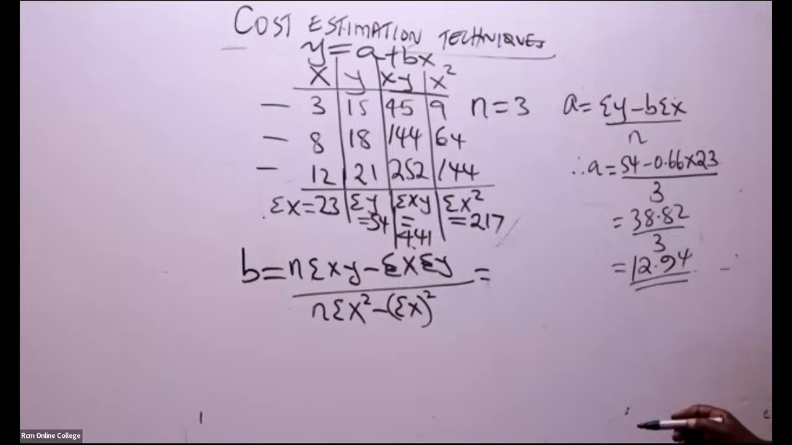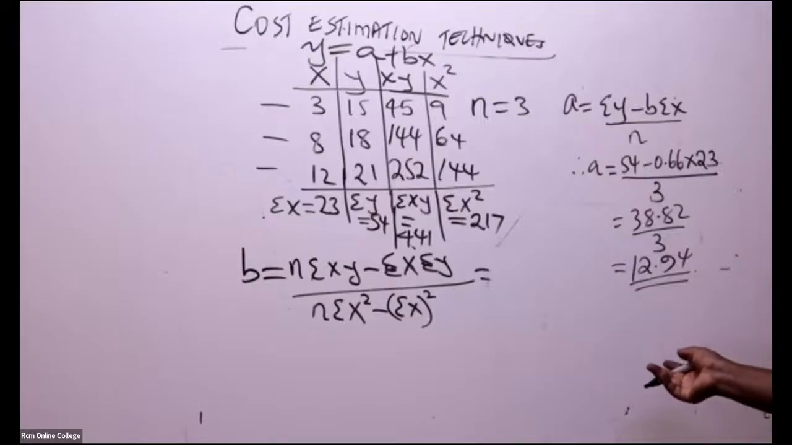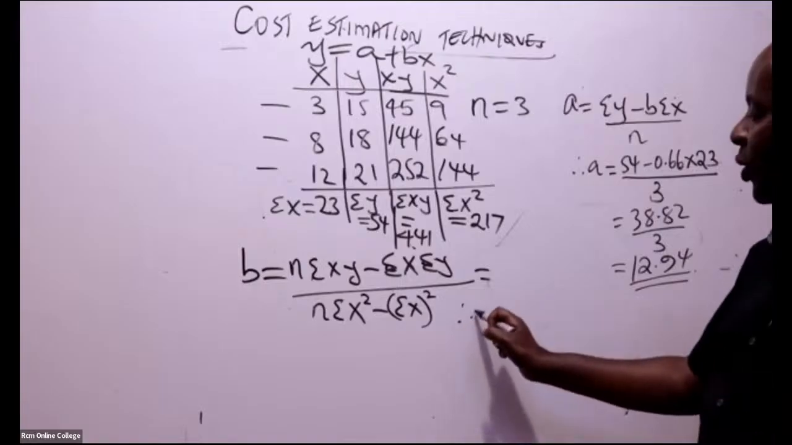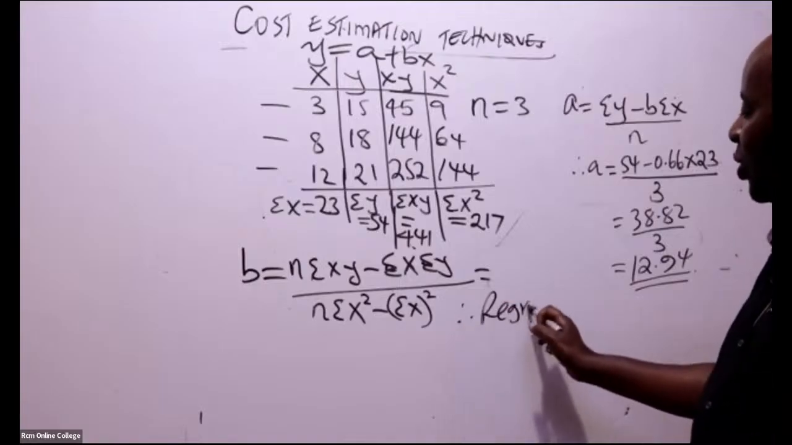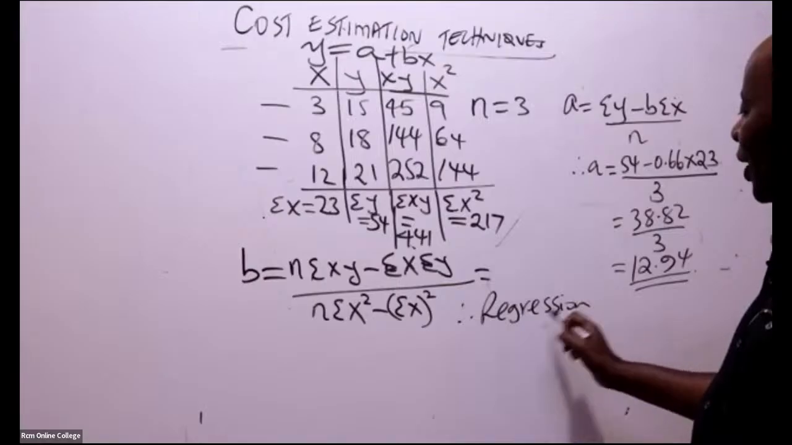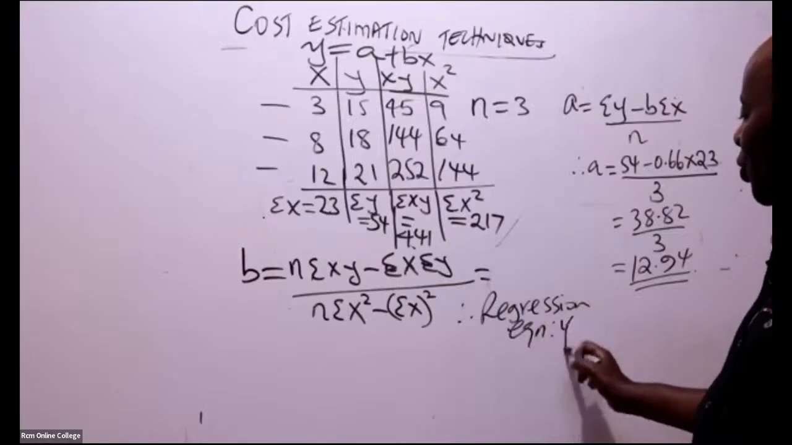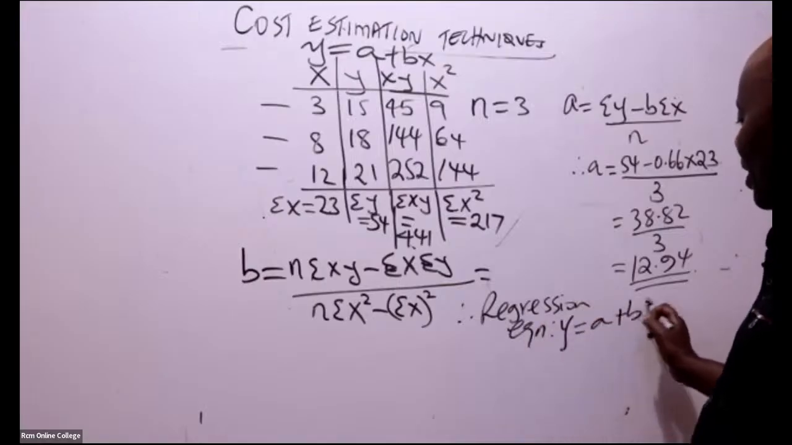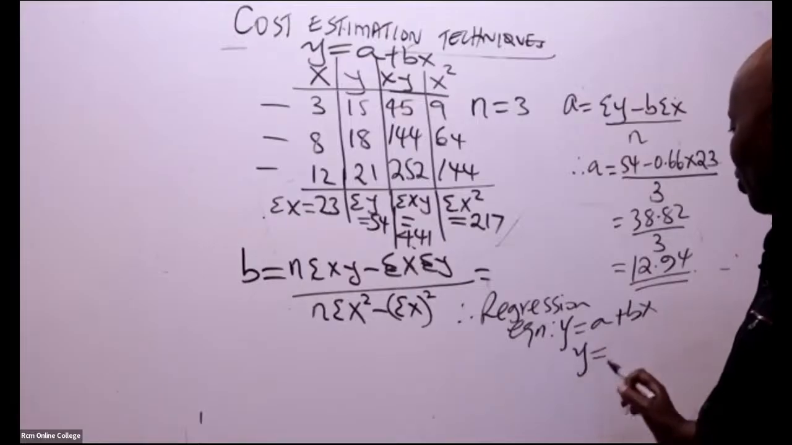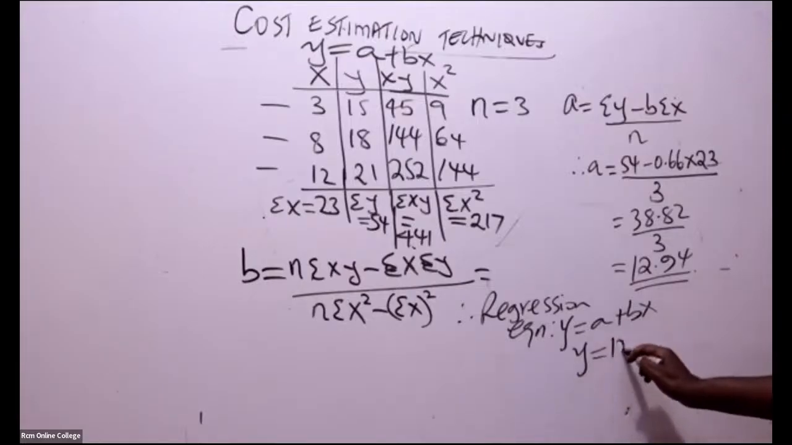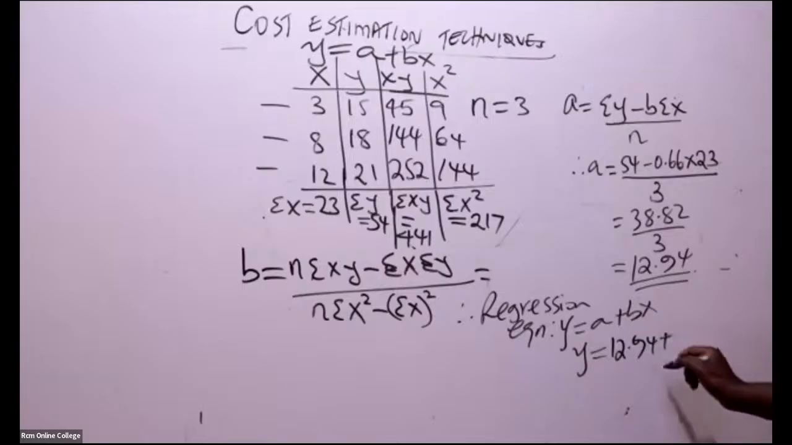12.94, or thereabout. You can as well get 12.8. Rounding off errors are allowed. And therefore, the regression equation is y equals a plus bx. So it is y equals a, which is 12.94, plus b.